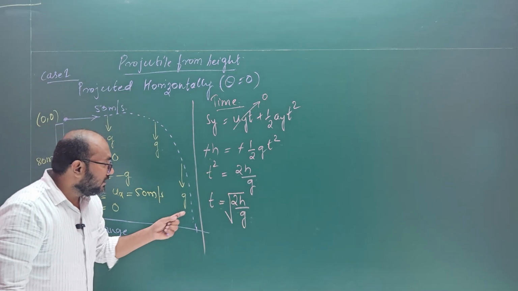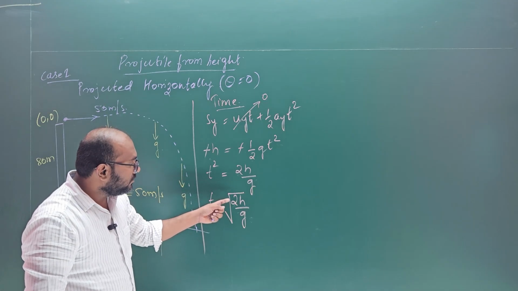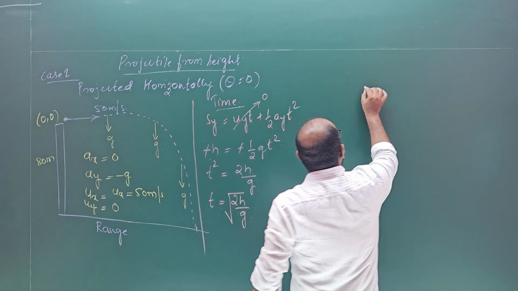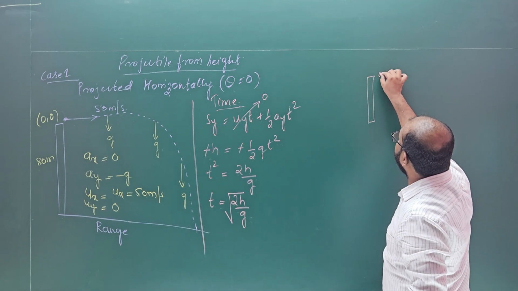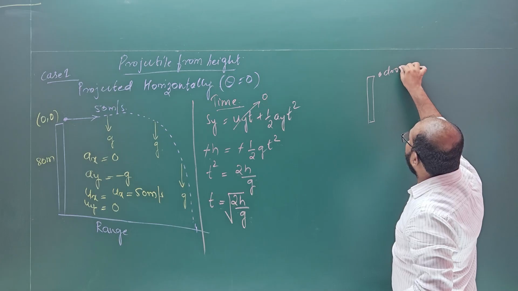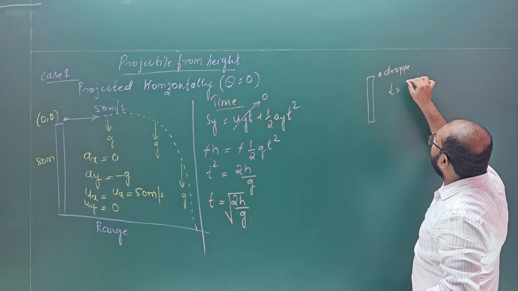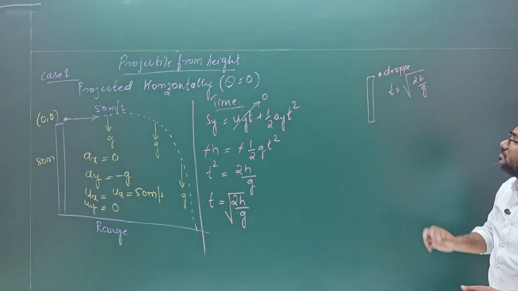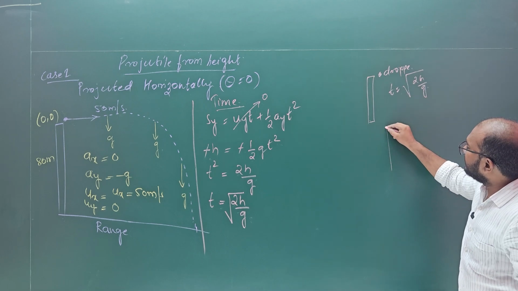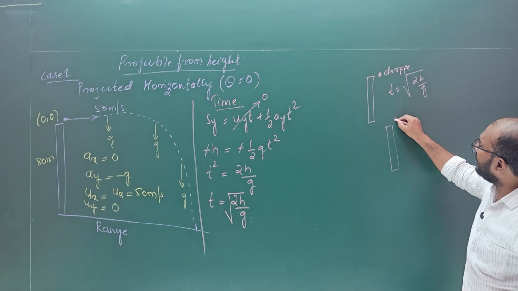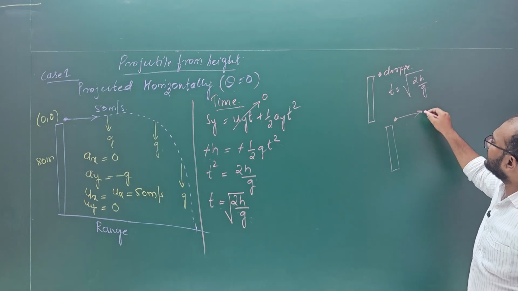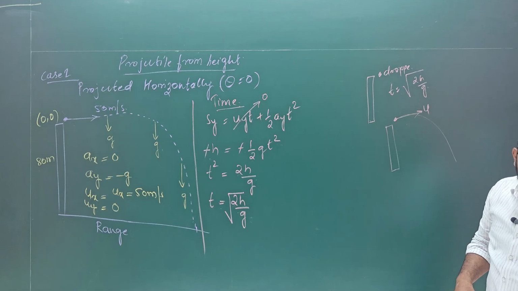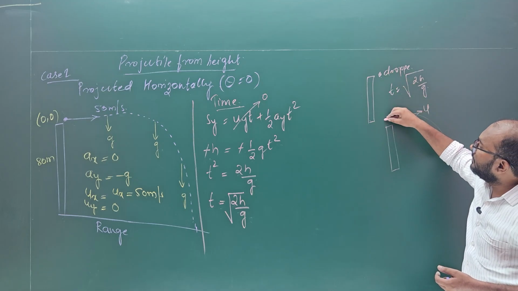Can I also say that this time period t equals under the root 2h upon g is also equal to the time when the object is being dropped from a height h? Remember from vertical motion. When an object is being dropped from a height h, we got a time period here also under the root of 2h upon g. Yes or no? So can I say that if there is a tower, and you project the object from the same height in this direction with initial velocity u, it will take the same time period as the dropping object.